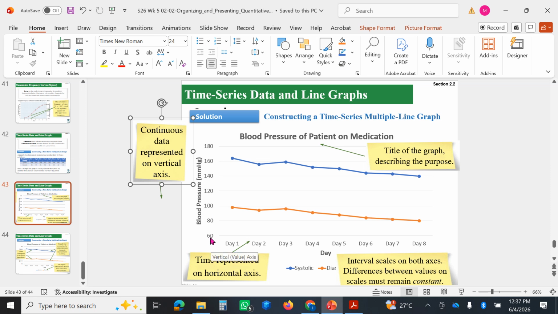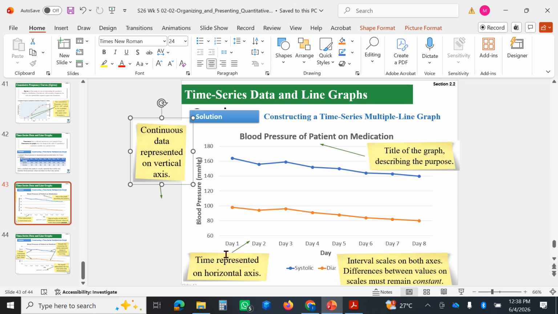You know what I mean? It wouldn't make any sense to have 600, 800, 1,000, 1,200. It wouldn't make sense, right? You've got to make a good scale because you want your graph to be in the center of the paper. Okay? So there's your title, a good scale.